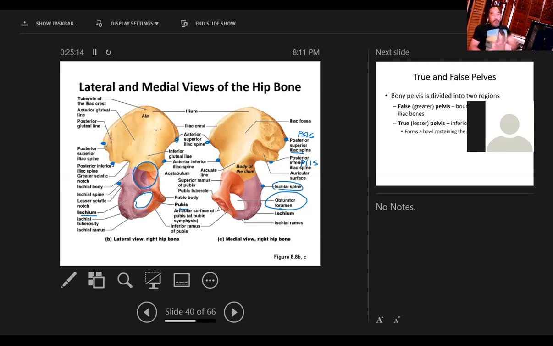Posterior inferior iliac spine. Okay, so it's still part of the iliac bone. So I got my PSIS, PIIS, and then the one in the ischial spine. Okay, so I got 3 spines on the posterior end, and I can only count 2 on the anterior end.